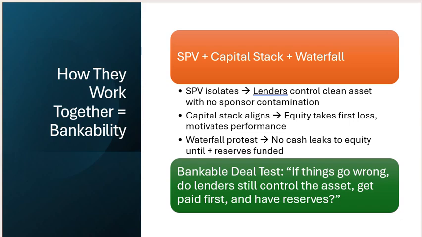So when the loss happens, the first loss will be taken by the equity holders because they are the owners, and they get unlimited profit if the organization makes a profit. And the waterfall protects: no cash leaks to equity until the reserve is funded. The reserve means the debt service reserve account or the major maintenance reserve account. That is funded first, and then the equity will get the profit. And a bankable deal is one where, if things go wrong, lenders still control the asset, get paid first and have the reserve in their bucket.